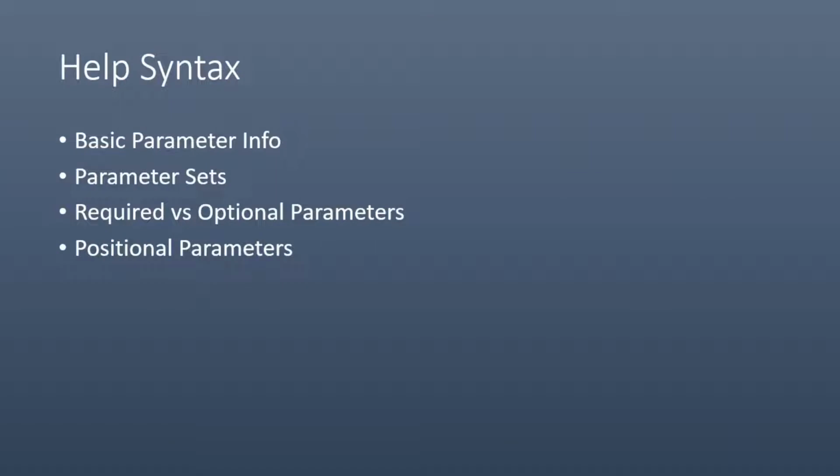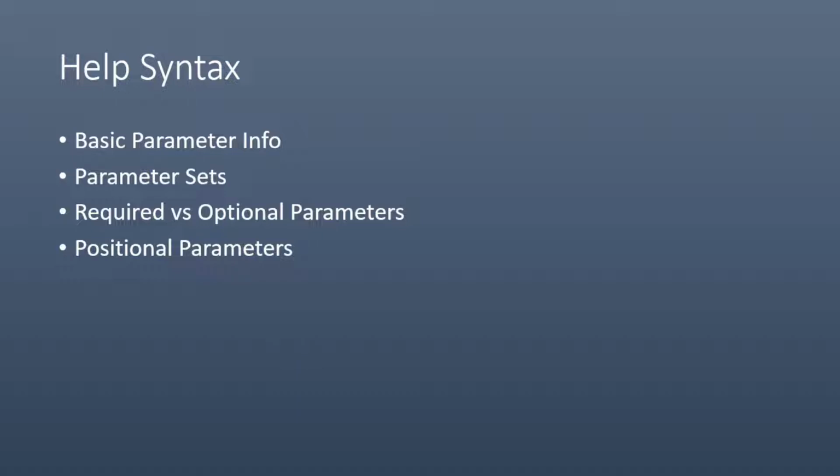All right. So now the next part here, breaking down that individual information. So the actual help syntax that we have. Things like the basic parameter info, parameter sets, required versus optional parameters, and positional parameters. So there's a lot of information that can be gathered just from looking at the syntax that comes in the help when we look at it.